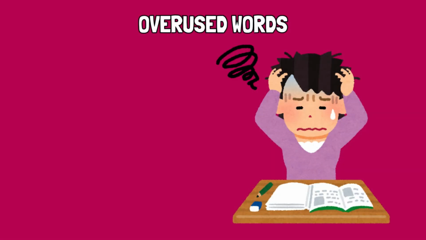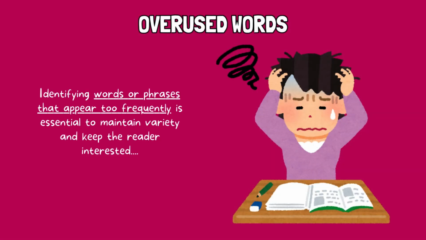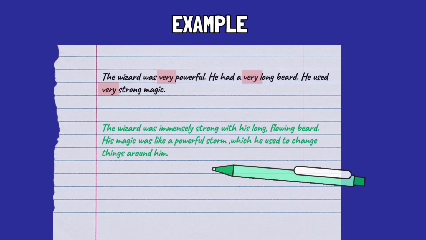Next is overused words. Overused words can weaken writing by making it predictable and less engaging. Identifying words or phrases that appear too frequently is essential to maintain variety and keep the reader interested. Employing a thesaurus to find alternatives or reworking sentences to avoid reliance on the same expressions can significantly enhance the text's dynamism. It's also helpful to be aware of common crutch words and consciously seek to eliminate or replace them with more precise language. Take a look at this example.